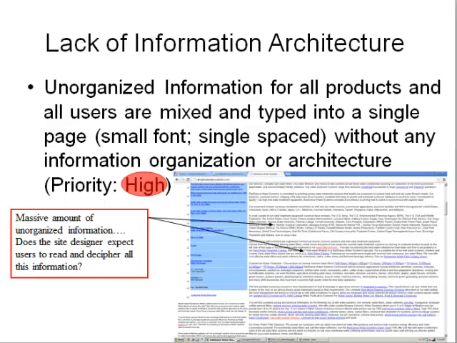In Raindance water system, there's really a lot of unorganized information about all sorts of products to all sorts of customers, and it's typed in a single space, small font, in pages that go on and on for a long time. It's very hard to read through, very hard to find information, so the organization is lacking. This is another high priority issue that needs to be addressed.